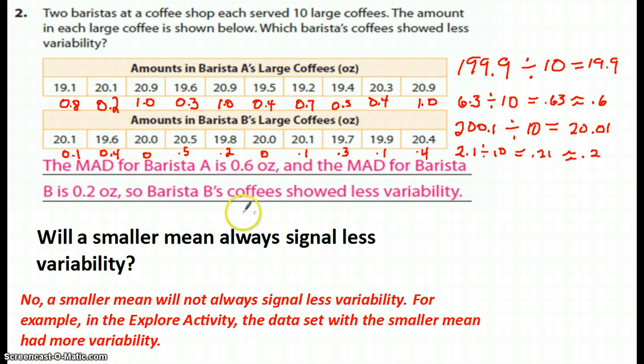So to answer the question, the MAD in the first one is 0.6, the MAD in the second one is 0.2, which means that B shows less variability, and it asks us, will a smaller mean always signal less variability? And the answer is no. So you can go back and look at the Explorer activity and you'll see there.